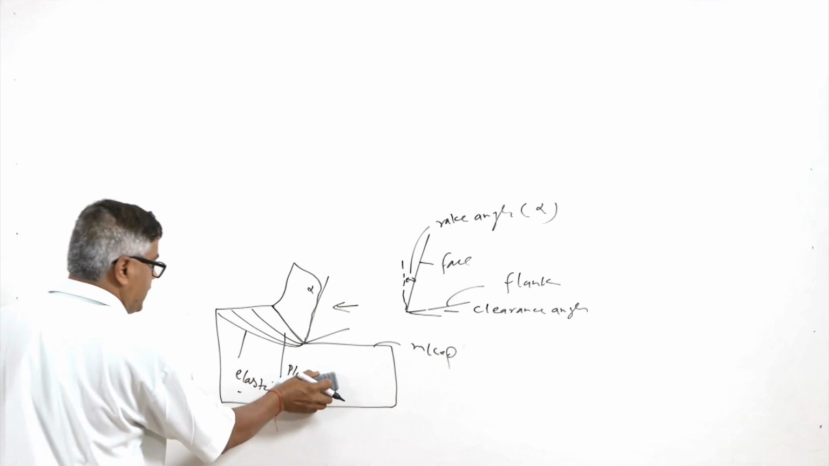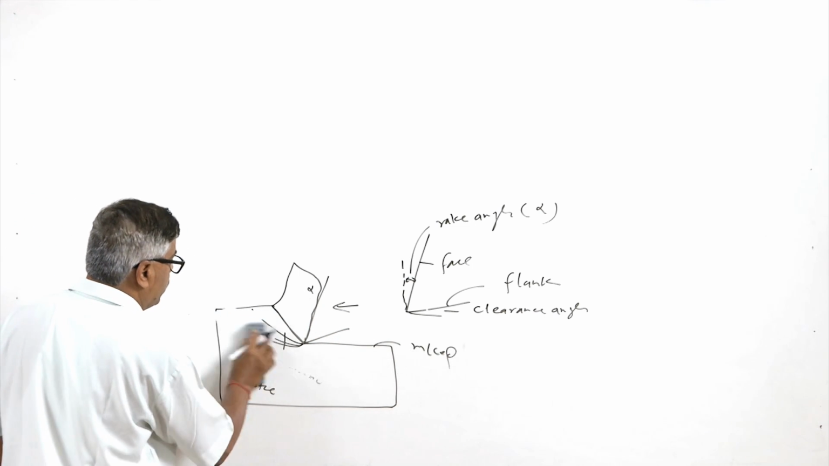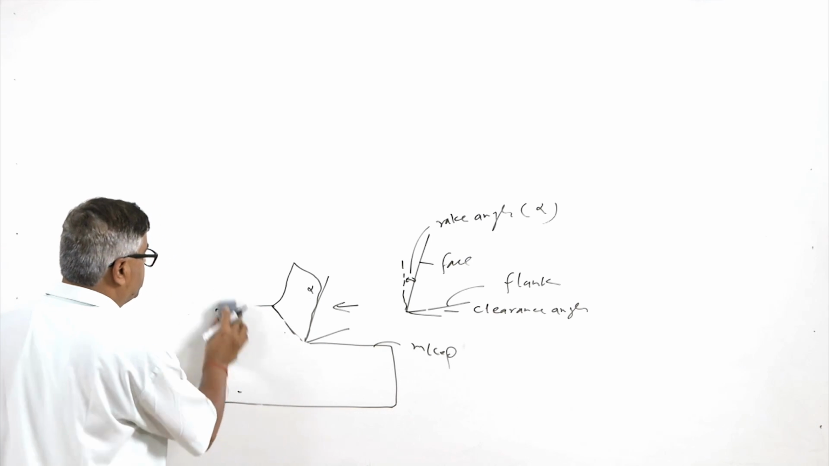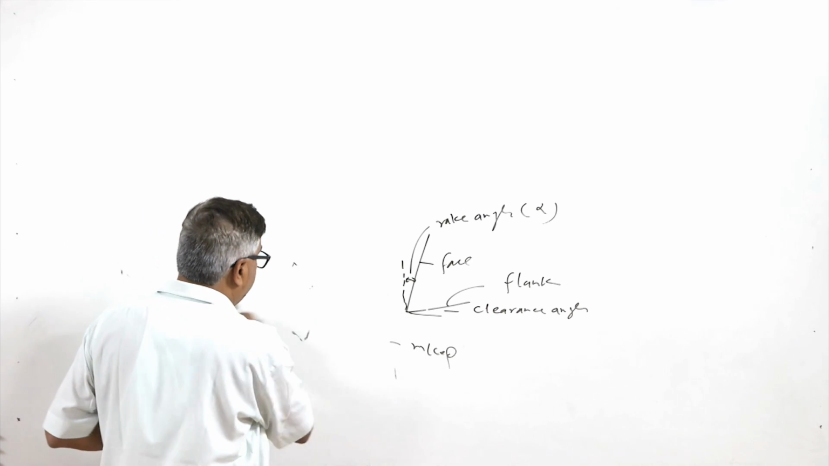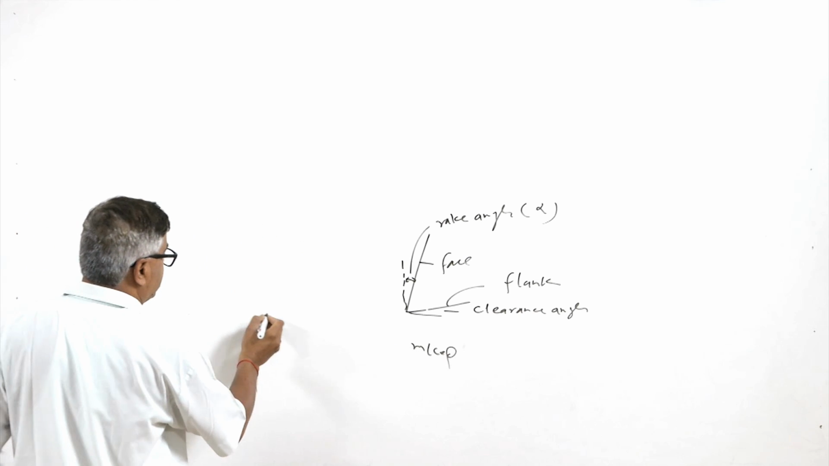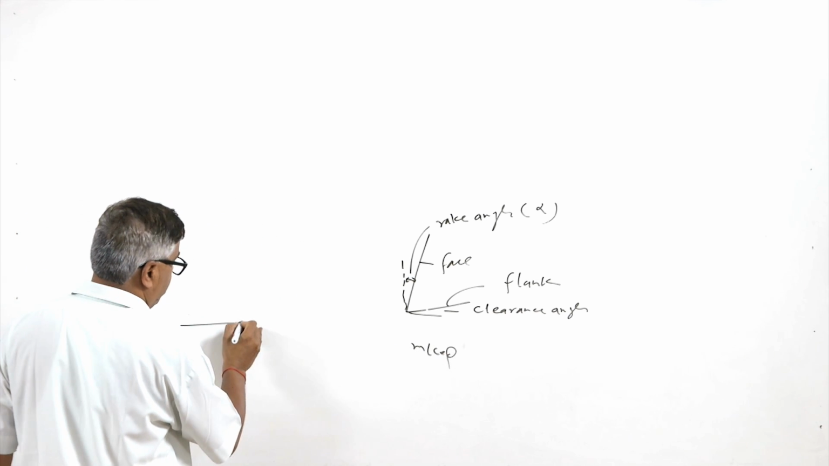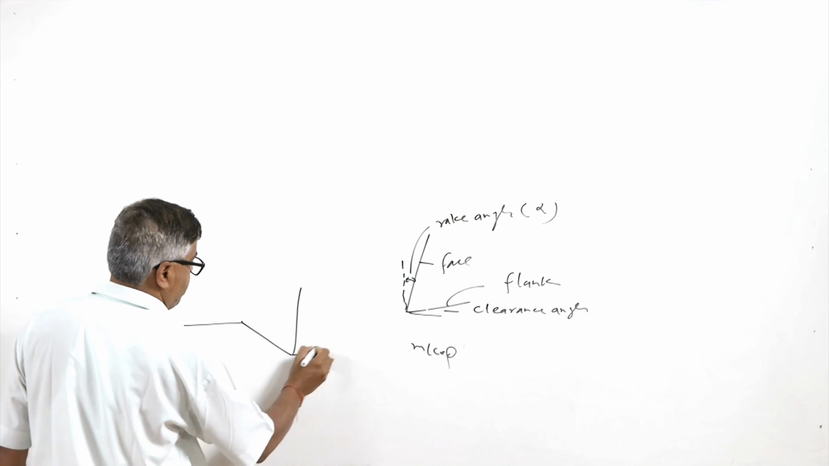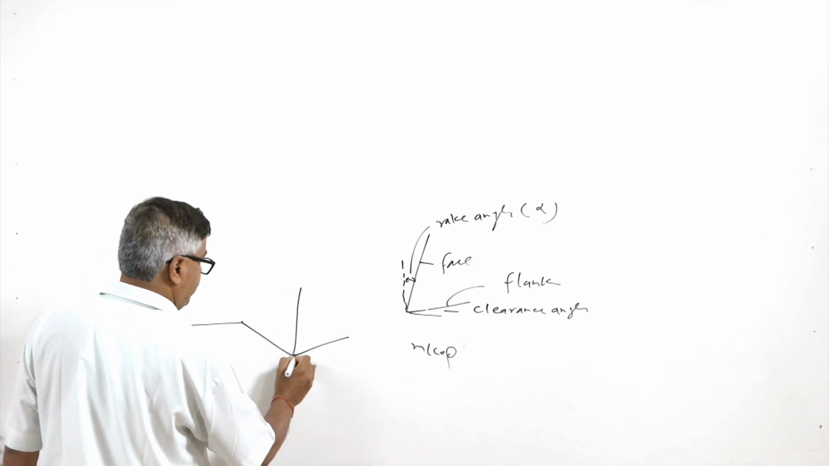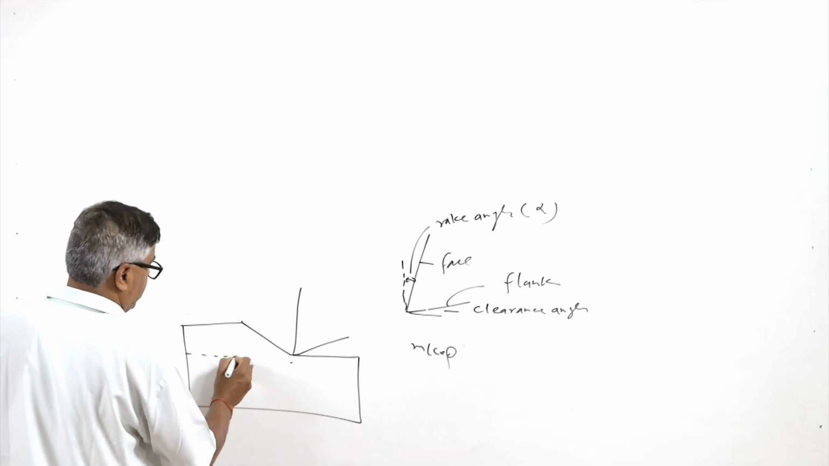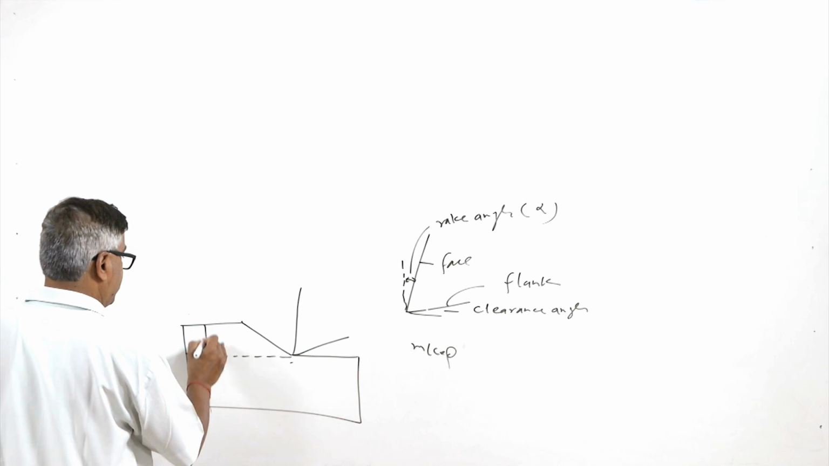So, if we see this, the depth of cut and the kind of chip which is being formed in this case will be significantly different. The depth of cut by which the tool has penetrated is this much.